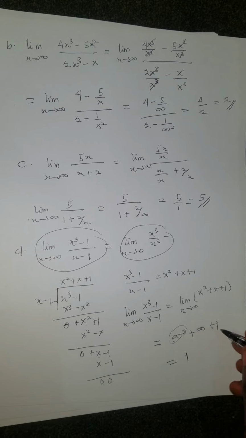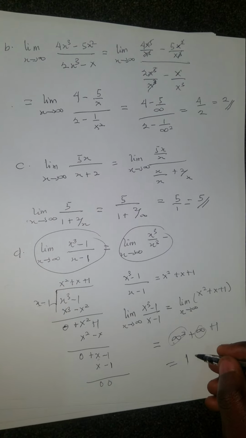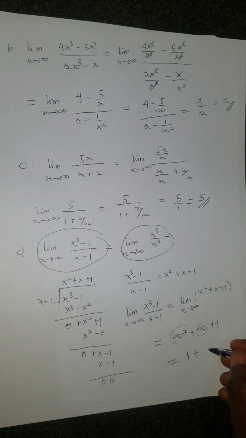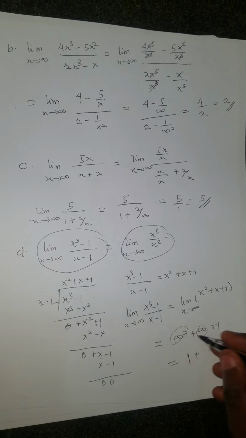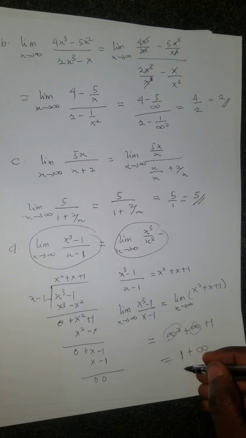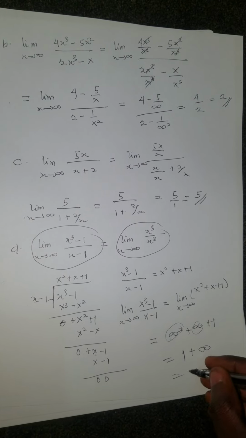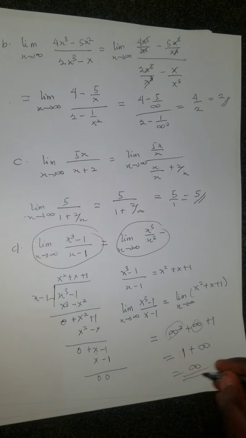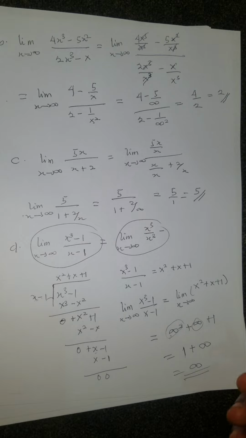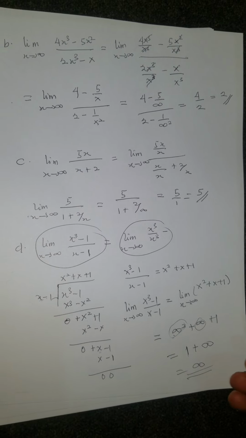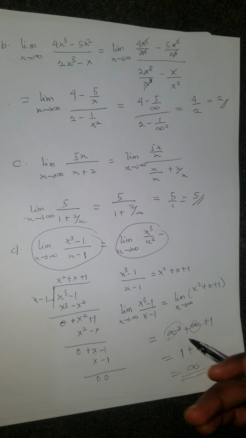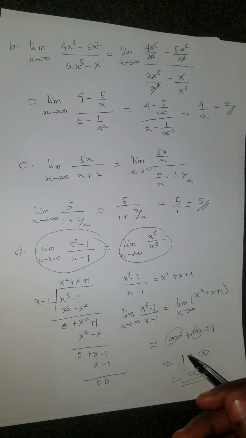Infinity plus infinity, infinity squared, something so big. If you add something so big again, it will still be so big. You understand? And then the answer will be infinity. Plus 1, it will still be big. Whether minus 1 or plus 1, it will still be big.